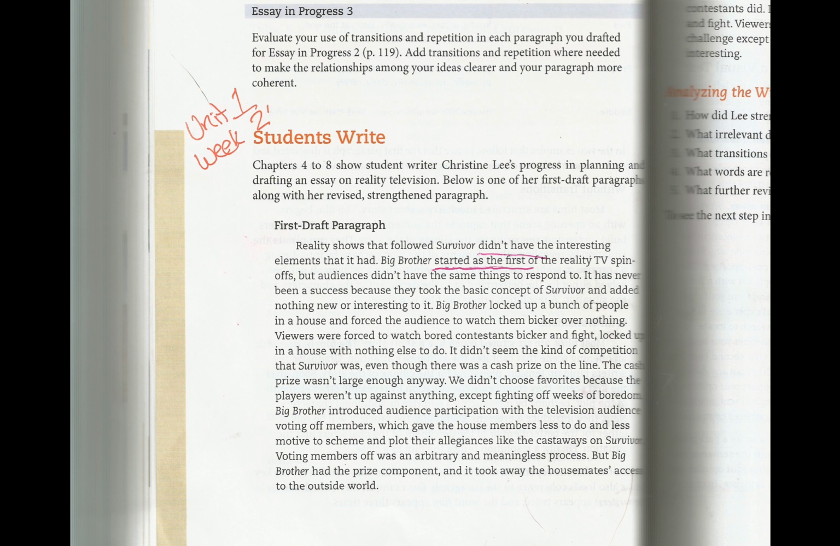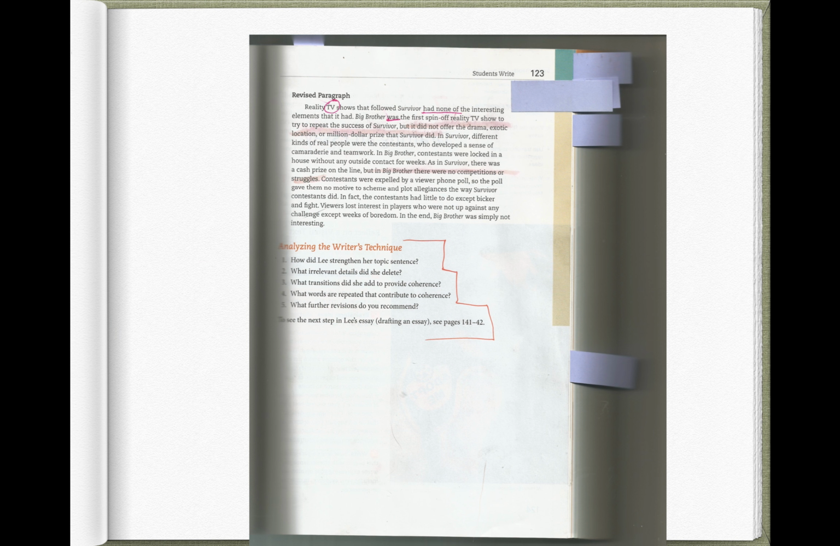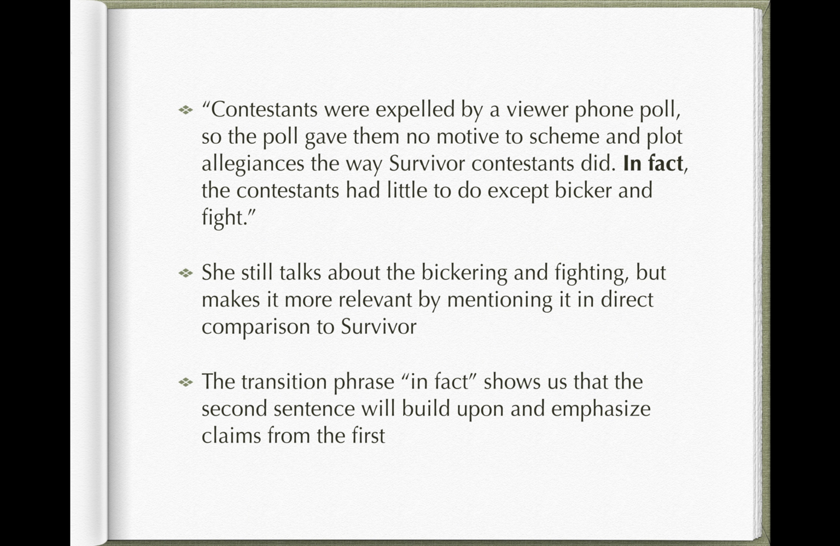So one of the things I want you to notice is this second paragraph looks a lot shorter than the first one, doesn't it? But her sentences are more organized. She stops doing this thing where she flips back and forth out of context, and instead she uses signal words to tell you where she's going. So here's a really great example. In one of the sentences in the revised paragraph, she says, contestants were expelled by a viewer phone poll. So the poll gave them no motive to scheme and plot allegiances the way Survivor contestants did.